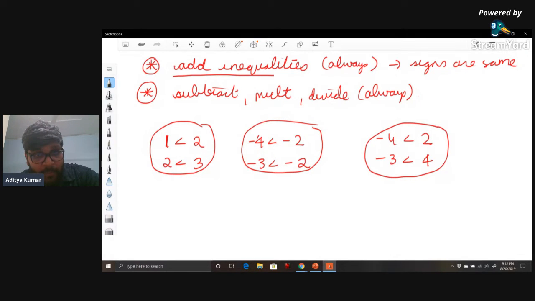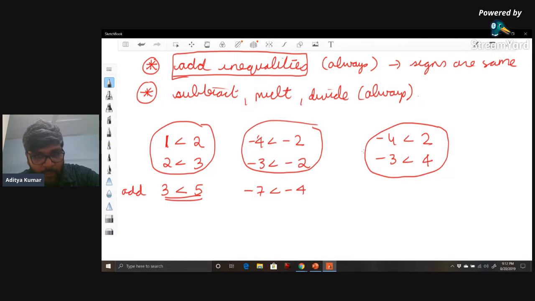What I'm telling you is you can always add inequalities blindly, as long as the inequality signs are the same. If they're not the same, you make it the same and add them. So you see, I'm adding the inequalities. So 1 plus 2 gives me 3. 2 plus 3 gives me 5. So 3 is less than 5. Absolutely holds good, no problems. Minus 4 minus 3 is minus 7.